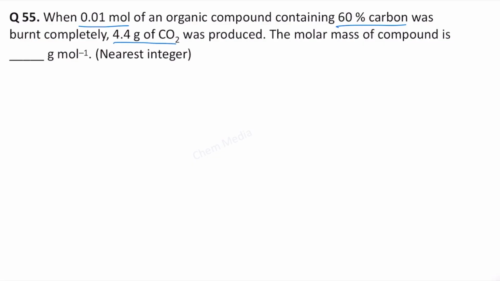When 0.01 mole of an organic compound containing 60% carbon was burned completely, 4.4 gram of CO2 was produced. In that case, what is the molar mass of the compound in gram per mole? Let's say we have an organic compound X that contains 60% carbon undergoing combustion, and it is giving CO2 whose weight is given as 4.4 gram.